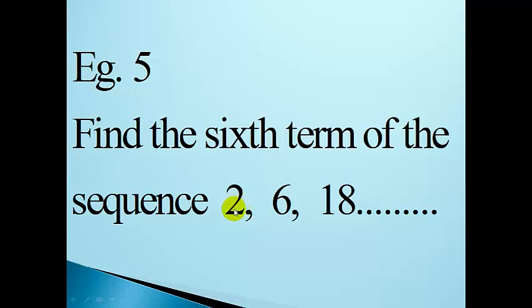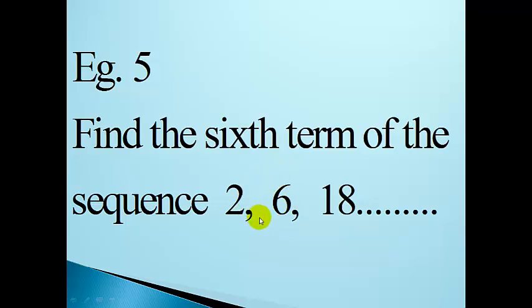Now, when we look at the difference between the first term and the second term, the difference is 4. When we look at the difference between the second term and the third term, the difference is 12. That means that the common differences are not the same, and therefore it is not a linear sequence. Now, let's check the common ratio. It is the second term divided by the first term, and so 6 divided by 2, the answer is 3. Or the third term divided by the second term, so 18 divided by 6, the answer is 3. So we can see that it has the same common ratio, and therefore it's an exponential sequence.